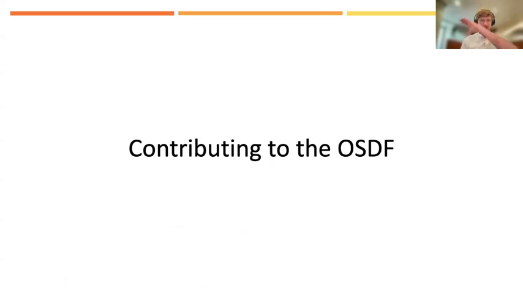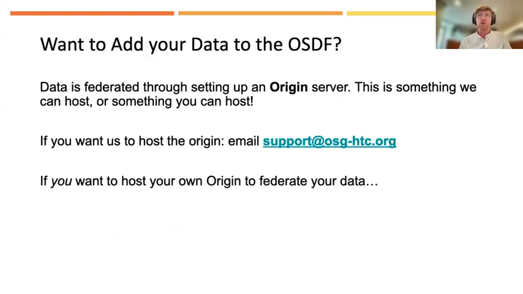Okay, so that's, again, a broad overview of Pelican and some of the pieces that we have in Pelican. You can also contribute your data to Pelican. So if you don't want to just stick a file in an OSPool AP, you can actually run your own origin service that exports whatever data you need. And there are two ways to accomplish this. The first is you email us and you ask nicely and say, hey, I have some data that I'd like you to host in Pelican for me. And we can certainly do that.